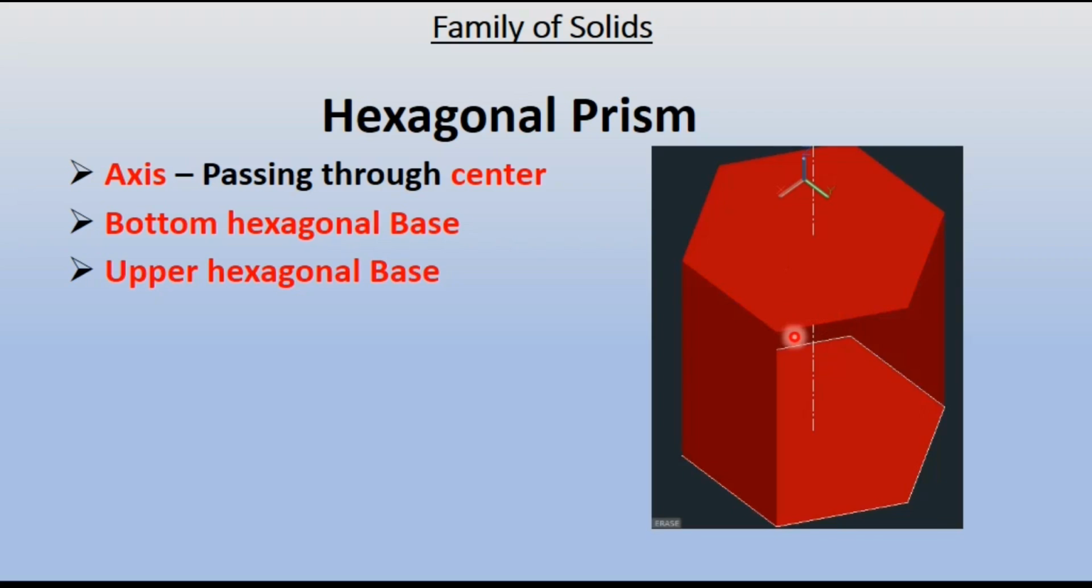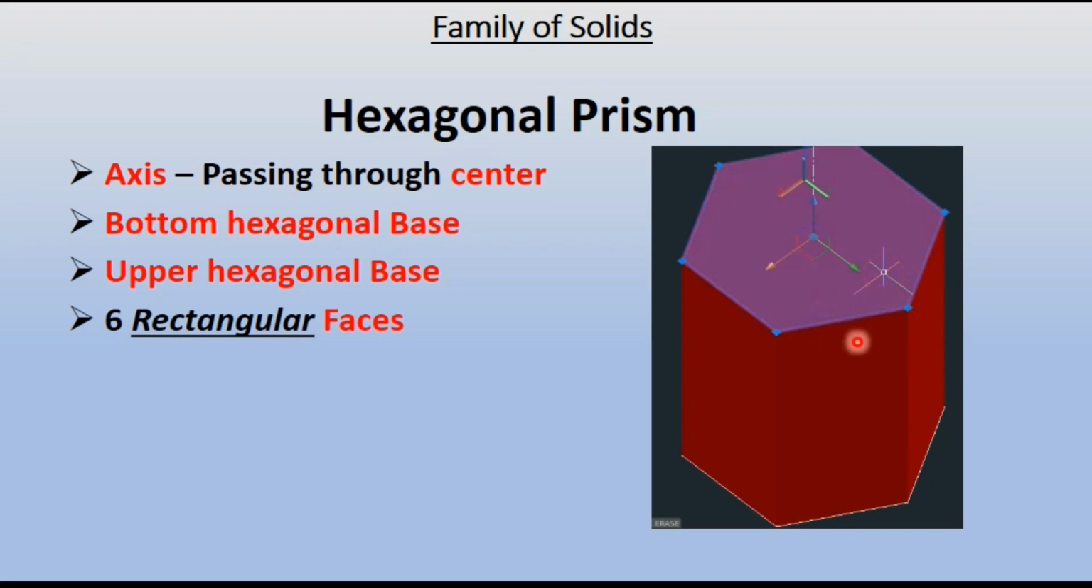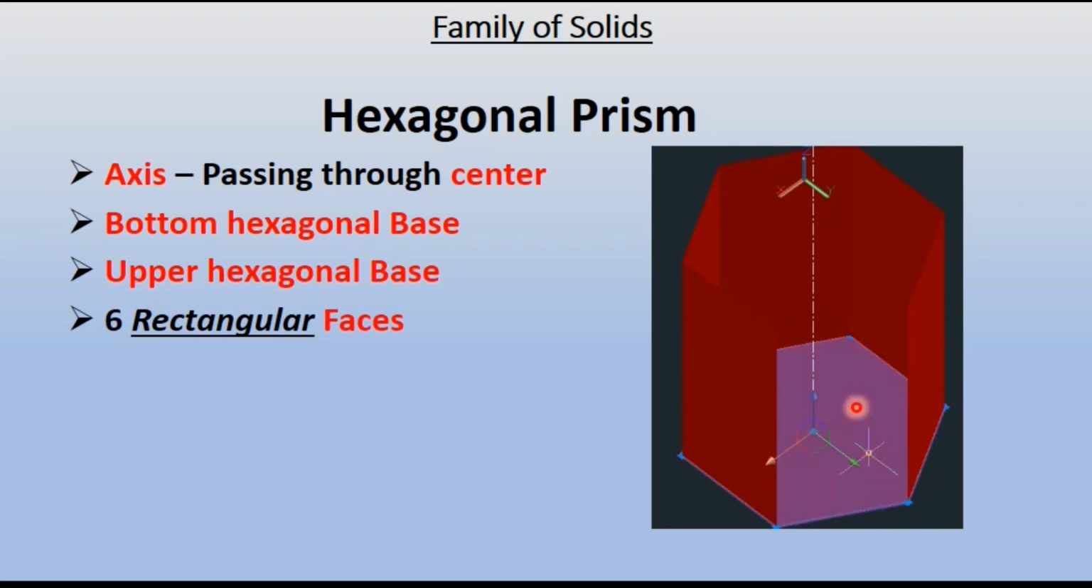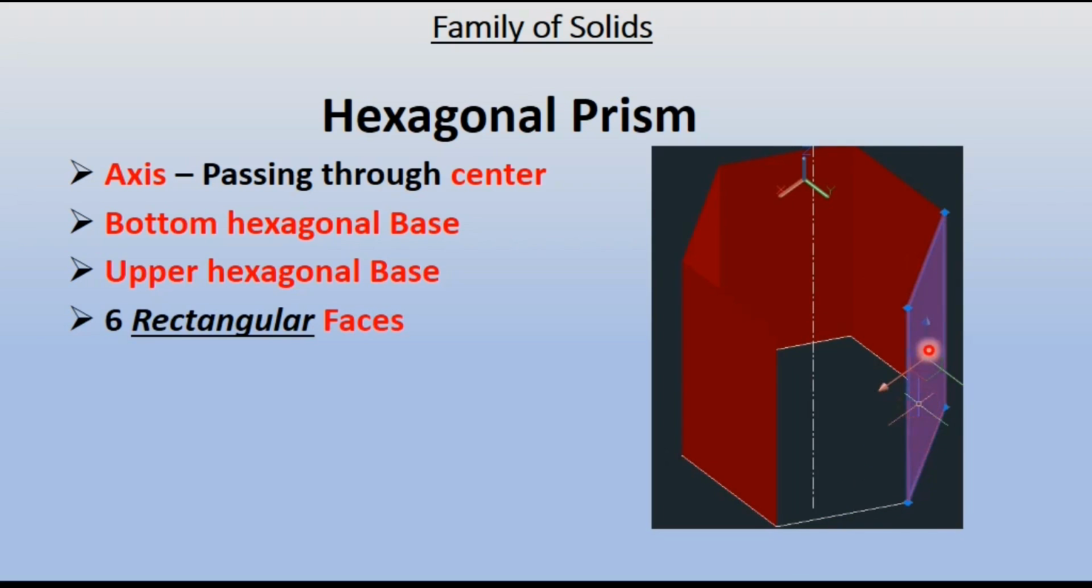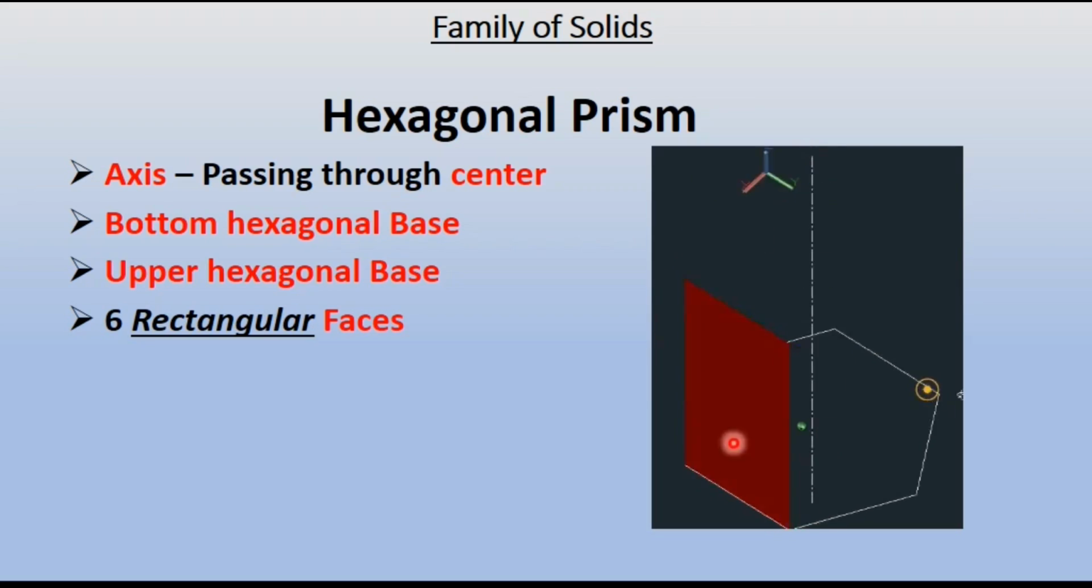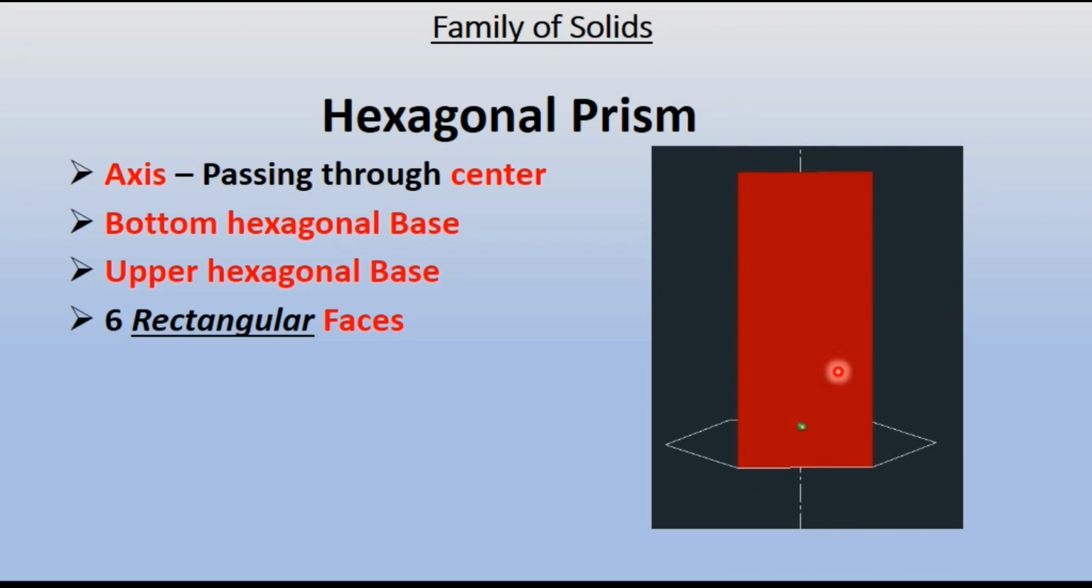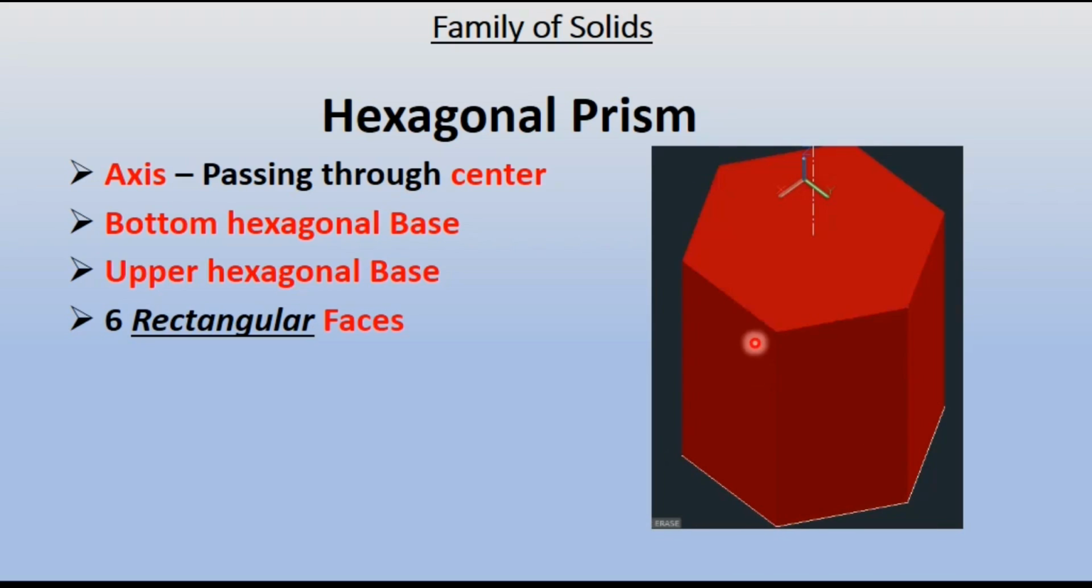So bottom base hexagonal, top base hexagonal, and it will have 6 rectangular faces. As I will show you that, see that I'm deleting the rectangular faces. This is one of the 6 rectangular faces which form the hexagonal prism. So if I join such 6 faces, I am going to get a hexagonal prism.